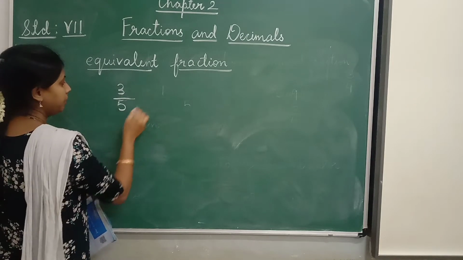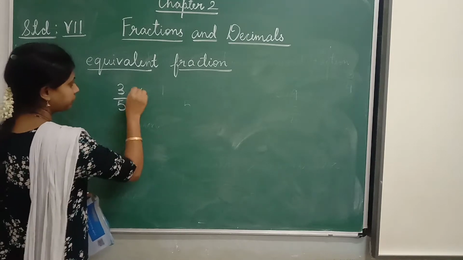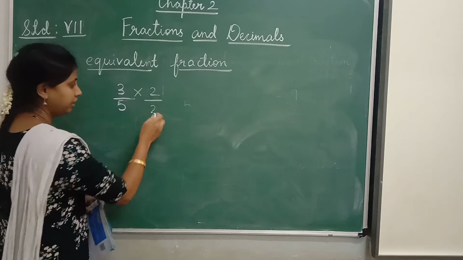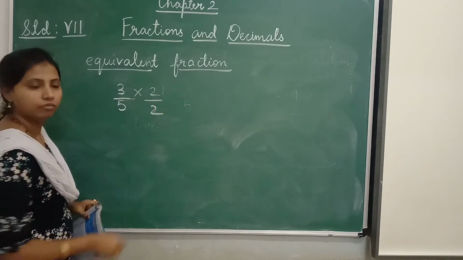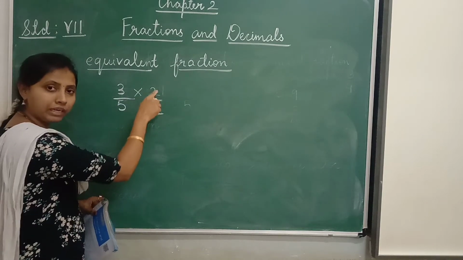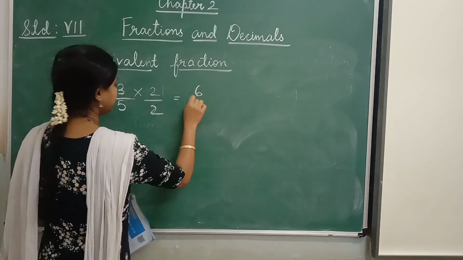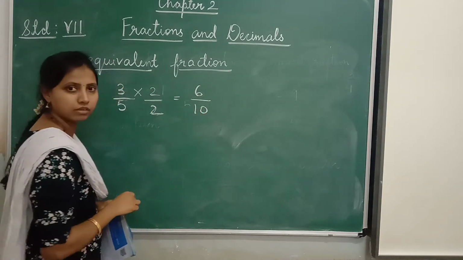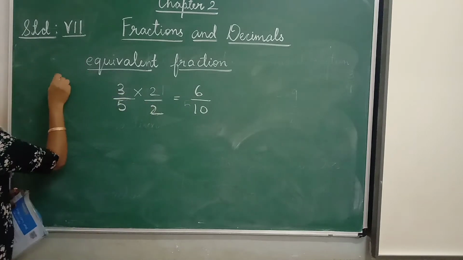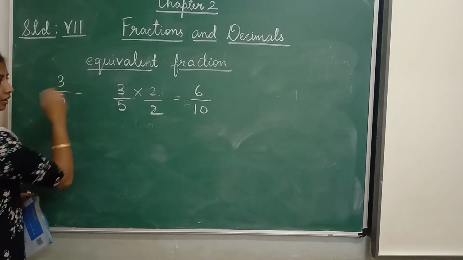Now for example 3 by 5, I will multiply with 2. Whenever you multiply by 2, you have to multiply both the numerator and the denominator. So I will get 3 2s are 6, 5 2s are 10. So 6 by 10 is an equivalent fraction of 3 by 5.